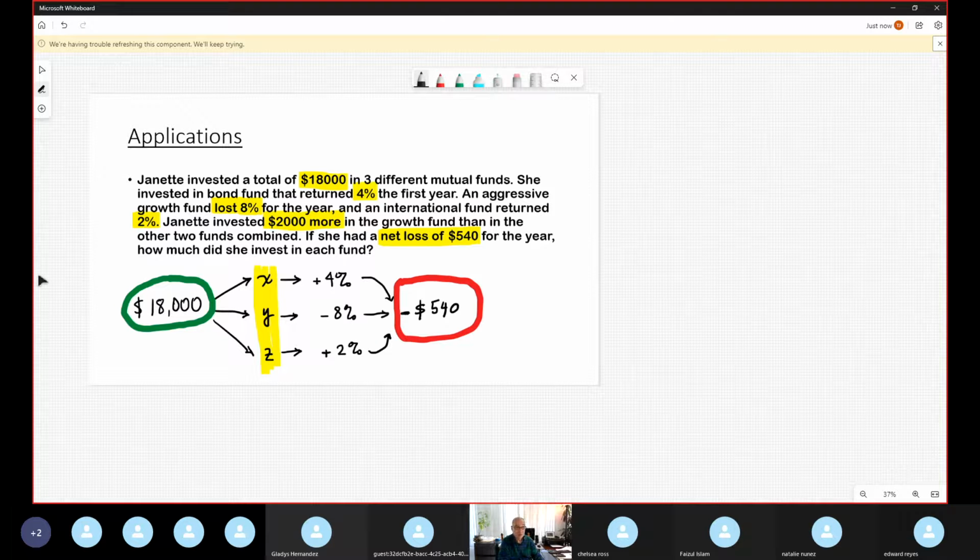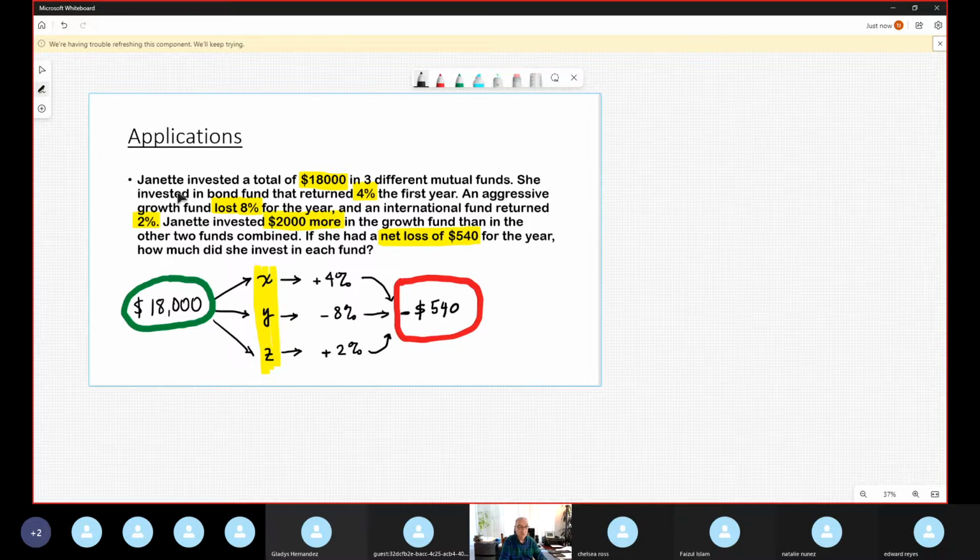Janet invested a total of $18,000 in 3 different mutual funds. Okay, this is an account. I don't care, the name is not important. A mutual fund is a good thing, guys. For example, every teacher at Miami-Dade College puts one part of the salary in a mutual fund, and Miami-Dade College pays extra money, and these two amounts together increase my money. Okay, it's a mutual fund. It's fantastic when you retire.